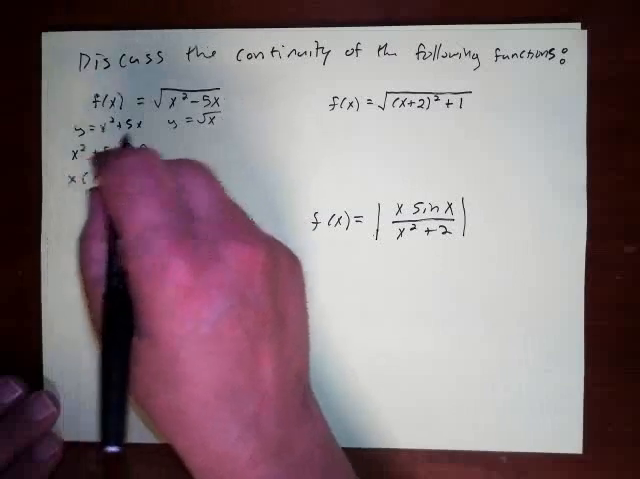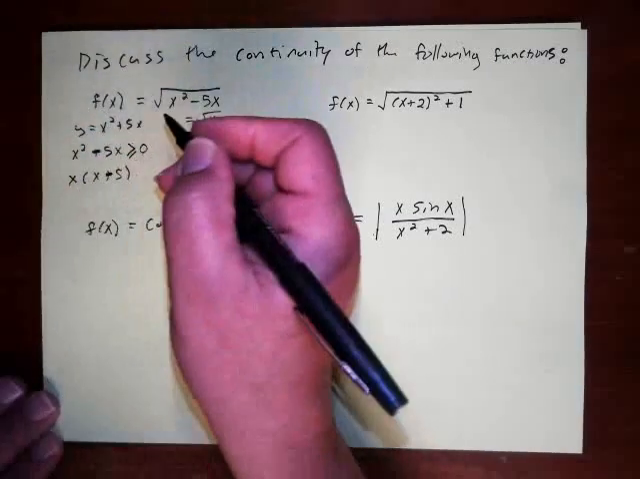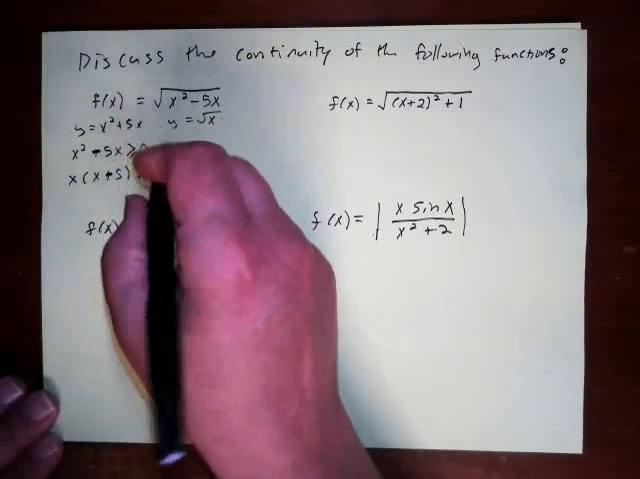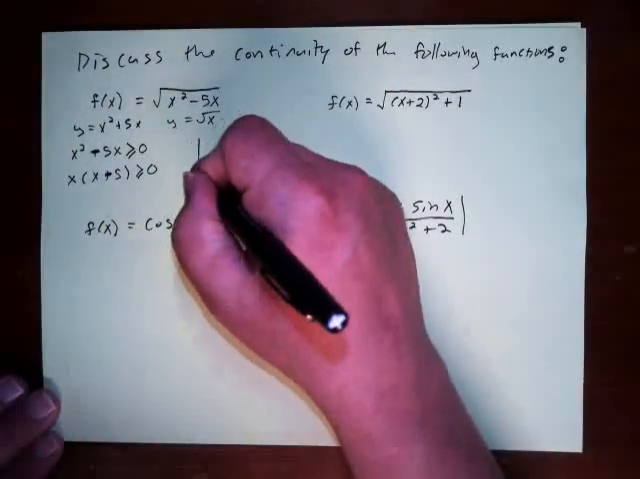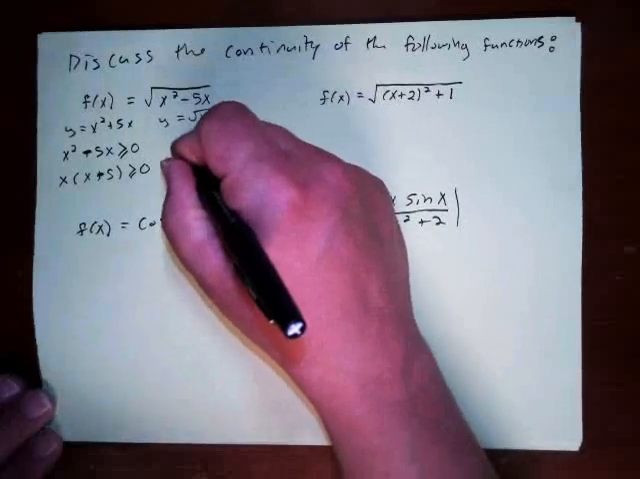And sorry, this is a minus, so this is actually minus, and this is minus. So x minus 5 when this is greater than or equal to 0. Okay? So basically this is like a parabola that's going down.